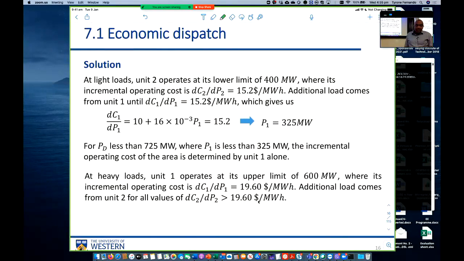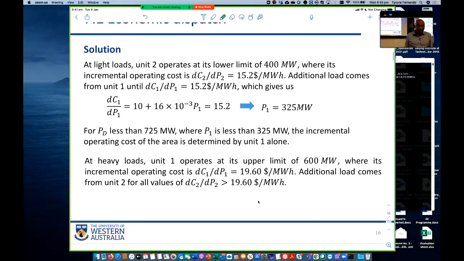So that's at lighter loads. Lighter loads are loads bigger than 500, because loads can't be lower than 500, since we have two minimums, 100 and 400. So from 500 to 700 and till 725, for less than 725, we use generator 2 and generator 1, and the incremental cost is purely determined by generator 1 for lighter loads.